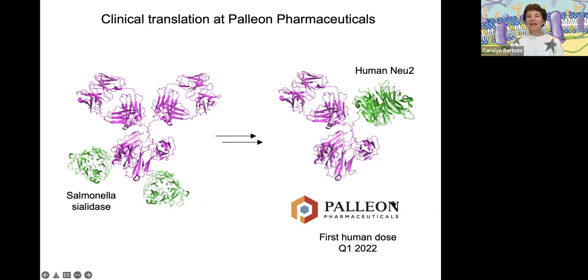So their lead candidate has progressed to the point where we started our first phase 1 study about a month ago. And so patients are now being dosed with Paleon's lead antibody-sialidase fusion molecule. And we're really hoping that patients will benefit from this, but we are going to test this hypothesis in humans over the next year. So it's a very exciting time for us.